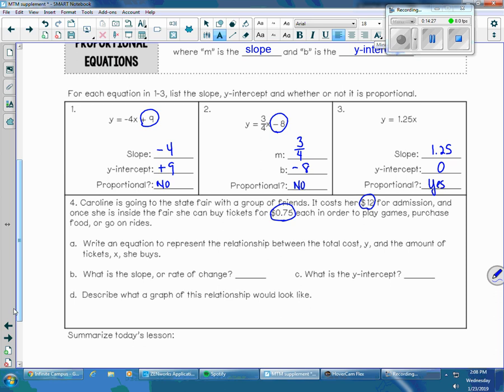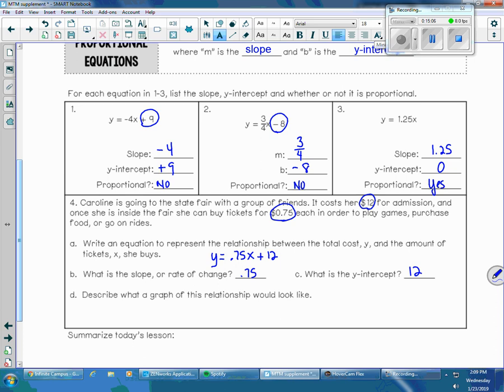Write an equation to represent the relationship between the total cost, which they're telling us is y, and the amount of tickets that she buys. And the tickets are going to be x. So y is my total cost. My total cost is going to be equivalent to 75 cents times the number of tickets plus the $12 that it costs her to get in. The slope or rate of change is going to be 0.75. The y-intercept, so whether she buys anything else, it's going to cost her $12.